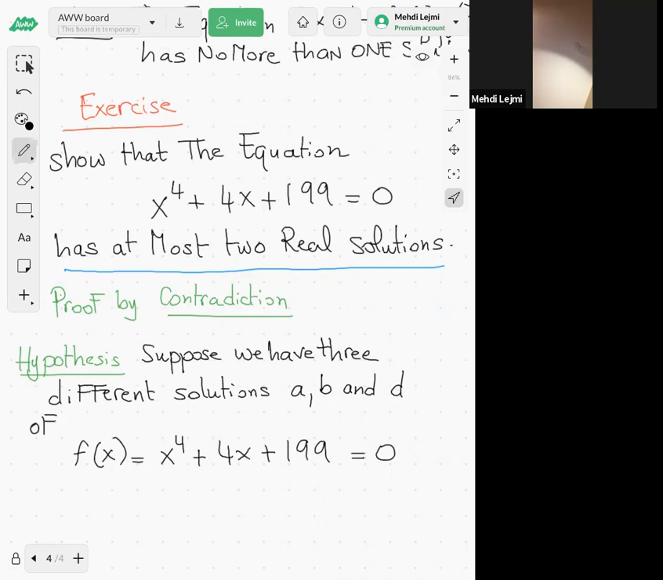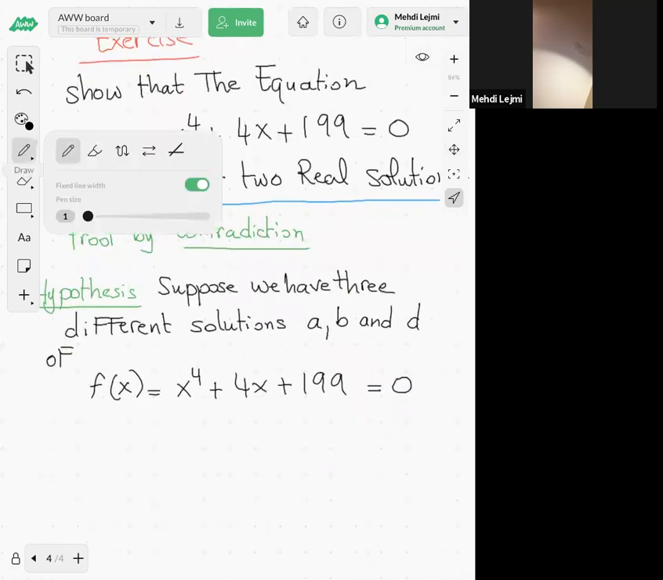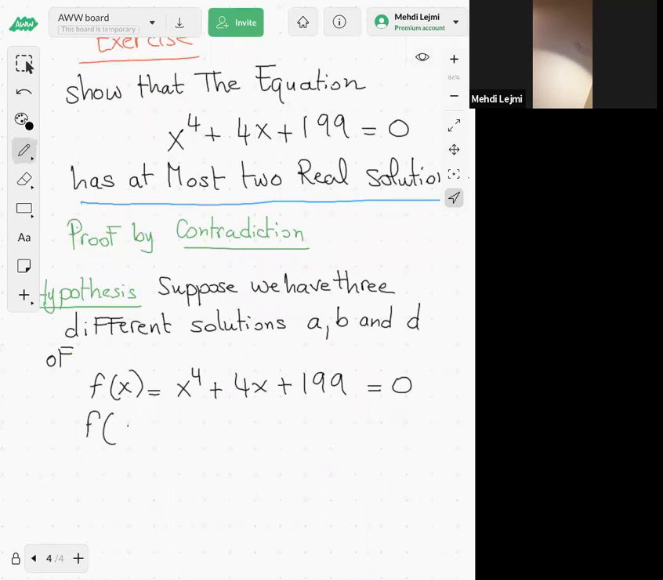So I know that f of A is equal to 0, because A is supposed to be a solution, right? If I plug A in the function f, I get 0 because it's a solution, right? So f of A is supposed to be 0, f of B is also 0, and f of D is 0. Okay, I have three different solutions of this equation.